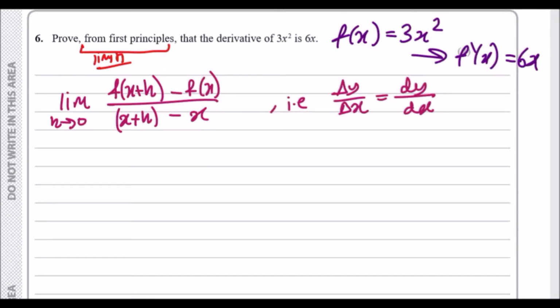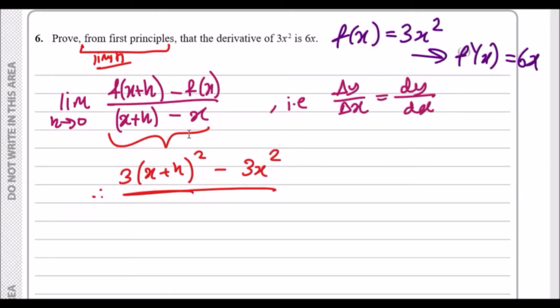Now, let's go ahead and plug and play. If f(x) is 3x squared, that means f at the point x plus h is going to be the same thing, but replace x with x plus h. Let's do this step by step. So f(x plus h) is going to be 3 times x plus h all squared, minus f(x), which is 3x squared, over x plus h minus x, where the x is cancelled, you're left with h. Now, let's try and tidy as much as we can.